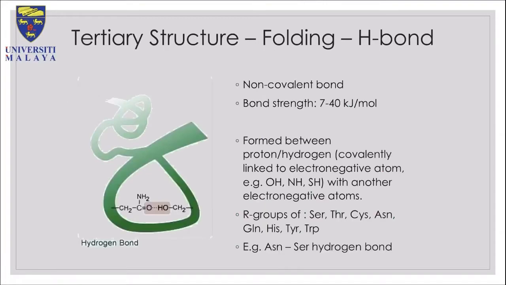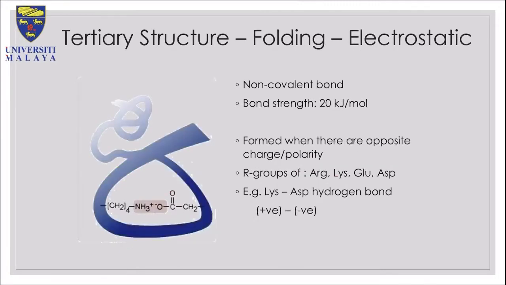Okay, just to quickly go through some examples. Hydrogen bond, non-covalent, as I mentioned previously, forms between a proton or hydrogen and an electronegative atom. Those are examples of the R groups, and an example shown in this figure is between asparagine and serine amino acids. Asparagine over here and serine over here, so it forms a hydrogen bond in the middle there.